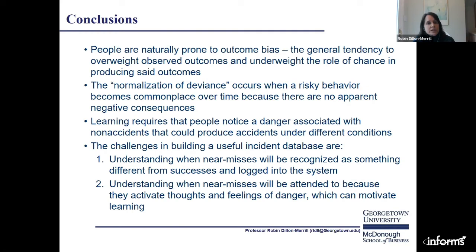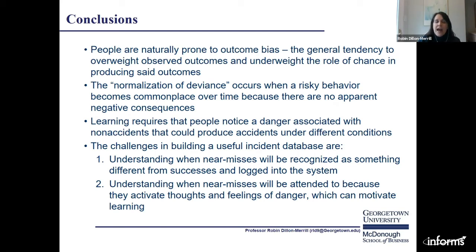And so my conclusions are that people are naturally prone to outcome bias. This is a general tendency to overweight observed outcomes and underweight the role of chance in producing said outcomes. And so we see successes and we don't dive in further. Very, very few people ever say, hey, but did we just get lucky? People see that it's a success. We got the outcome we wanted. Clearly, that was what we needed to get. And underweight that in many cases, it really was just a positive draw out of that urn.